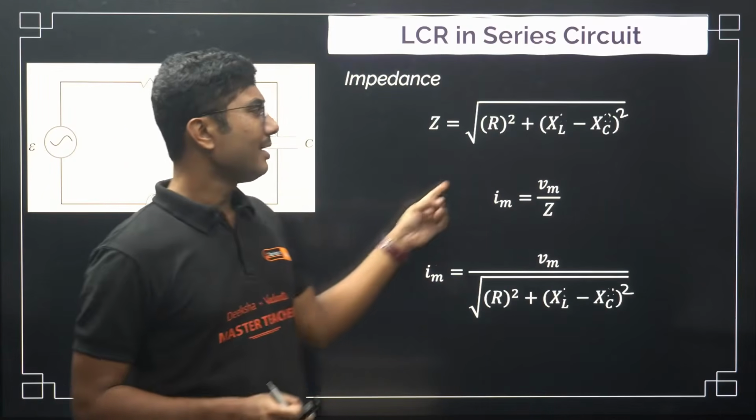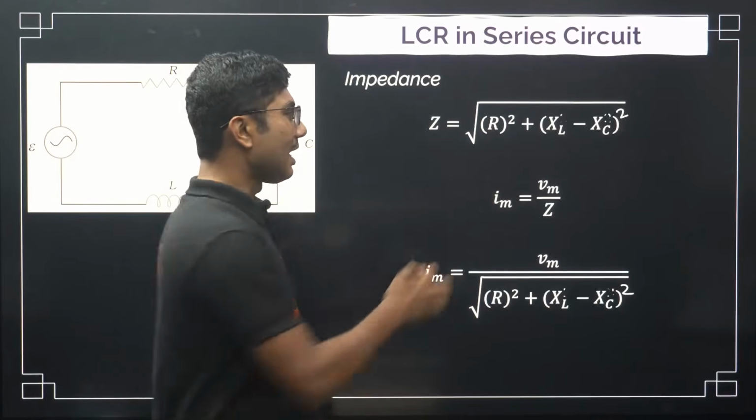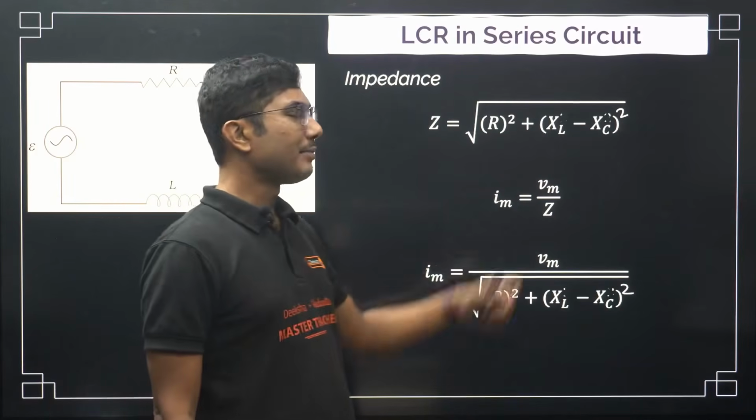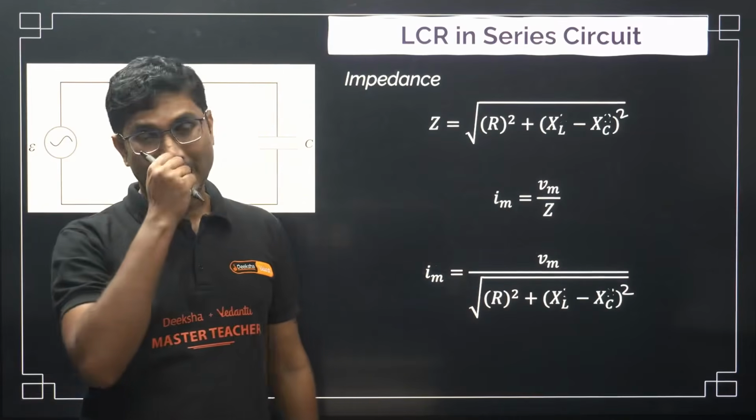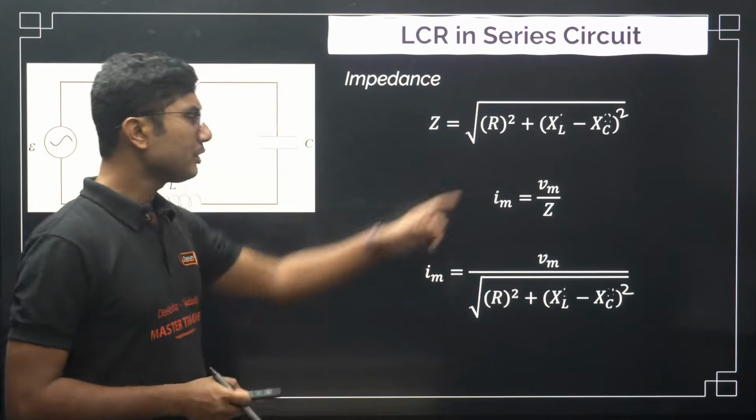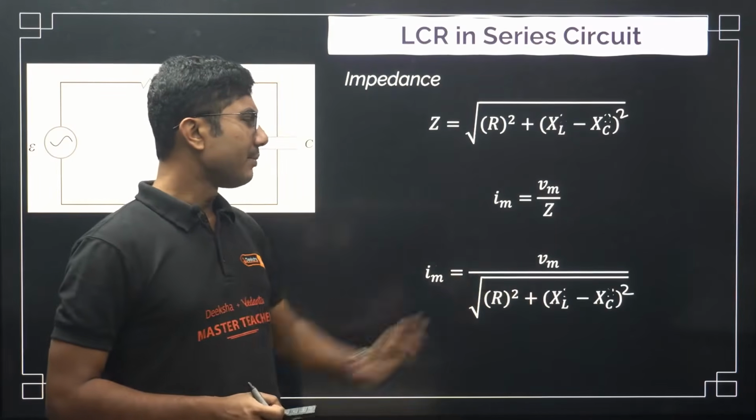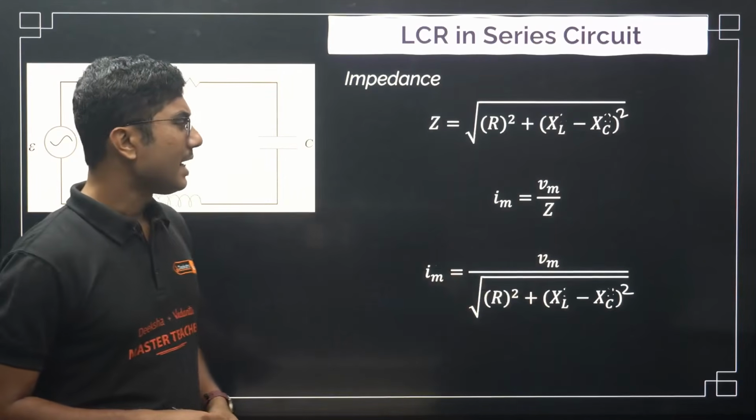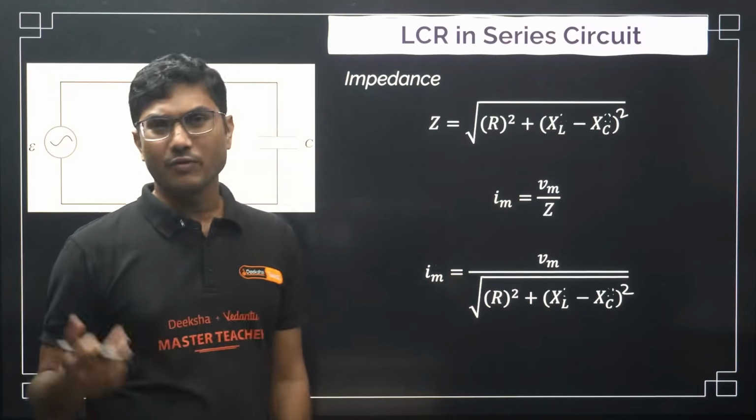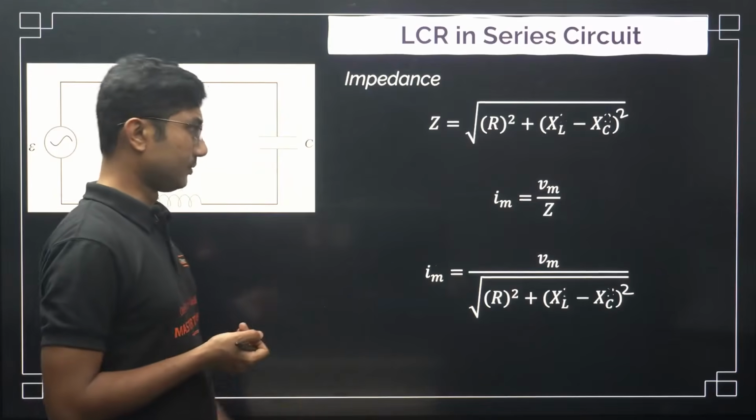The current in the circuit is the maximum value of the voltage applied divided by the impedance. That's how you can calculate the maximum value of current, Im. So basically Im is Vm divided by the square root of R square plus XL minus XC whole square. This formula is very important for solving numerical questions.